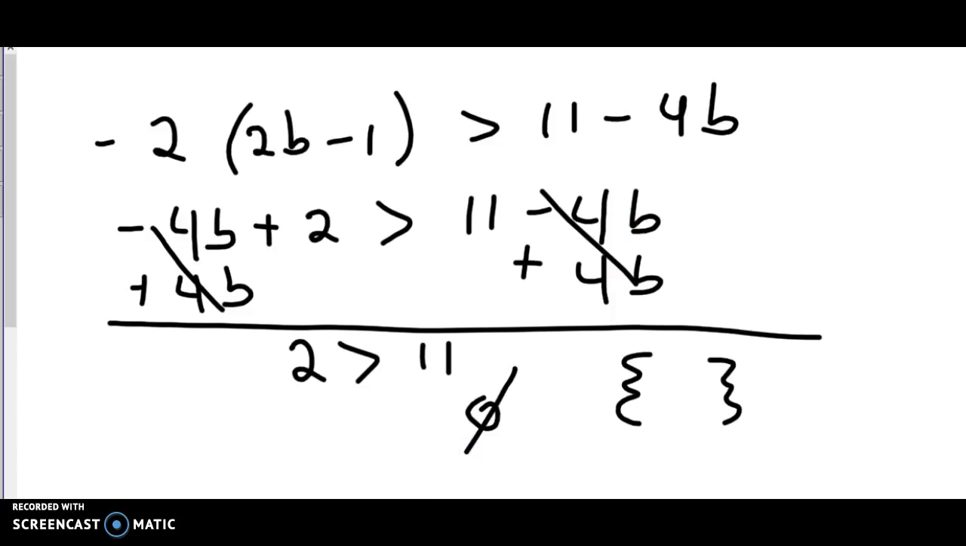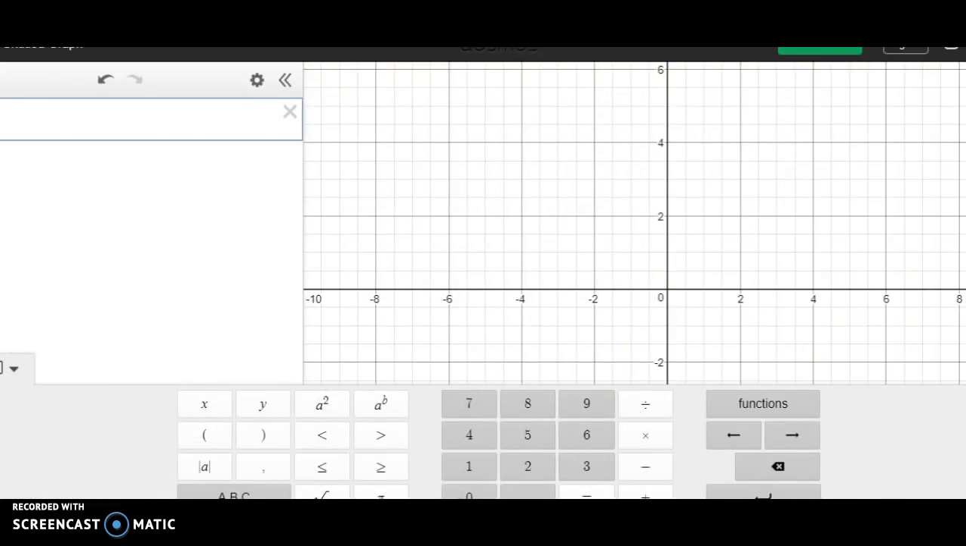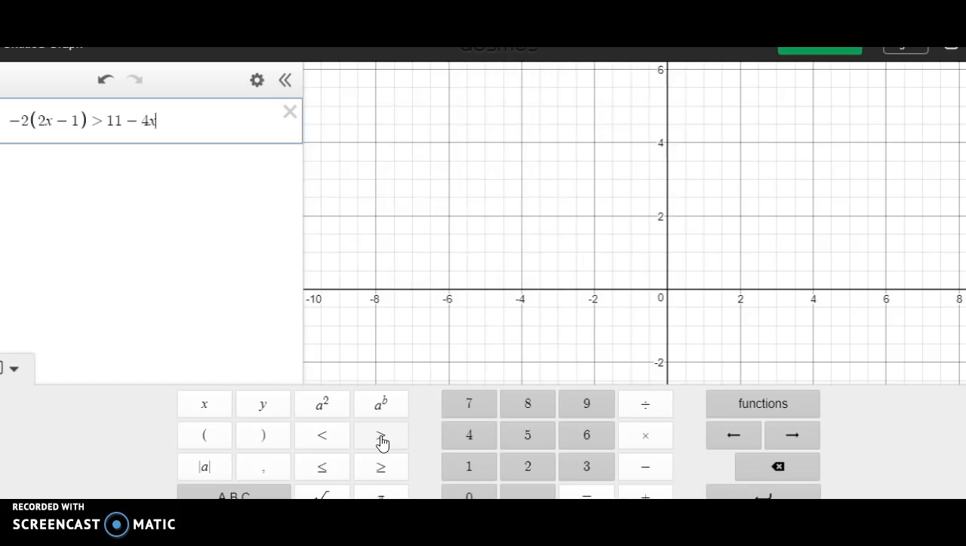So let's put that one in Desmos. So I'm going to say negative 2(2x minus 1), close the parentheses, is greater than 11 minus 4x. Nothing shows up. There's no solution.